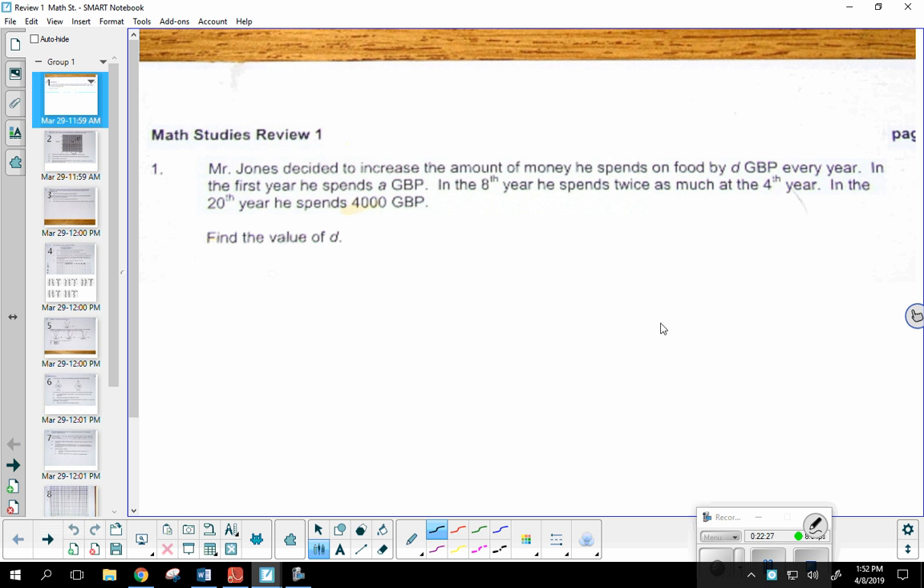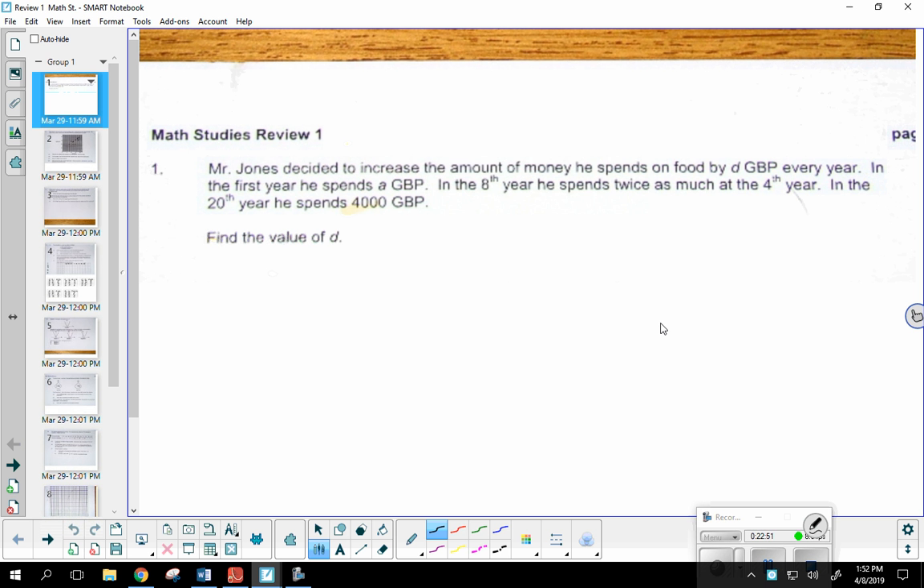Mr. Jones decided to increase the amount of money he spends on food by D Great Britain pounds every year. In the first year, he spends a amount of GBP. In the 8th year, he spends twice as much as he did in the 4th year. In the 20th year, he spends 4,000 GBP. Find the value of D.